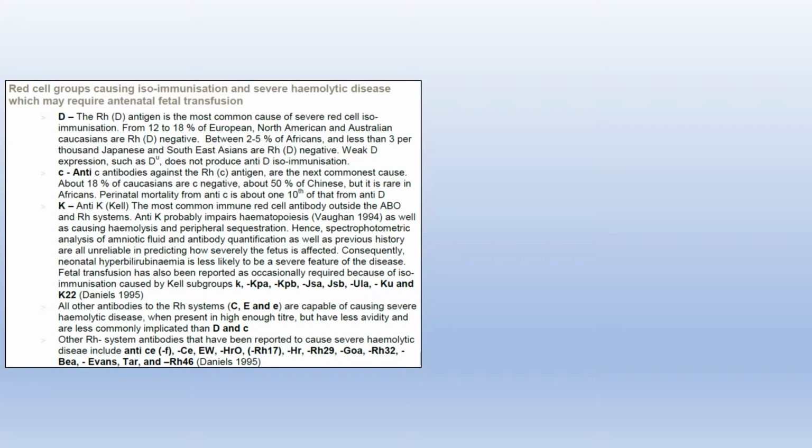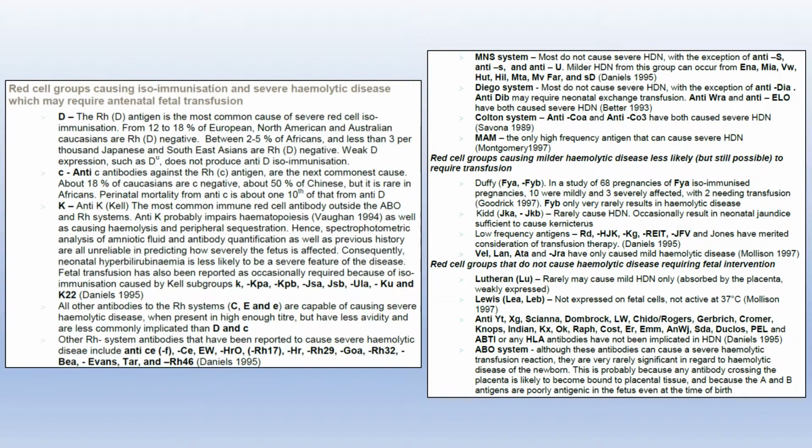I wanted to include these two tables, really just outlining all the various red cell groups that can cause isoimmunisation, and some of the ones that cause either milder disease or that do not cause disease. And this is really just for people's future reference if they come across an antibody that they've not heard before.